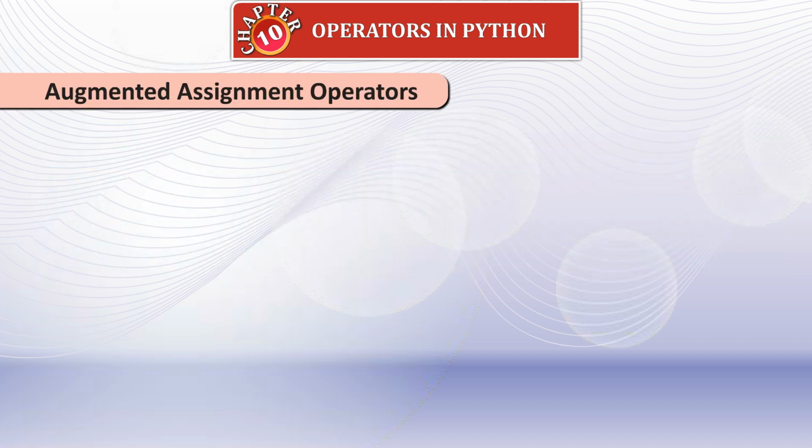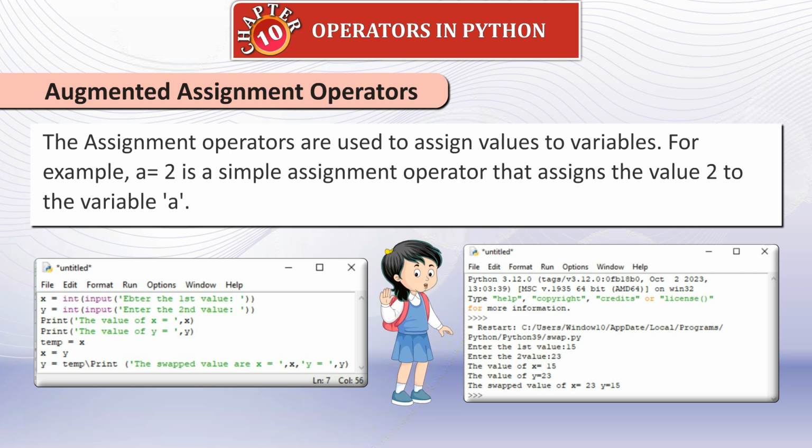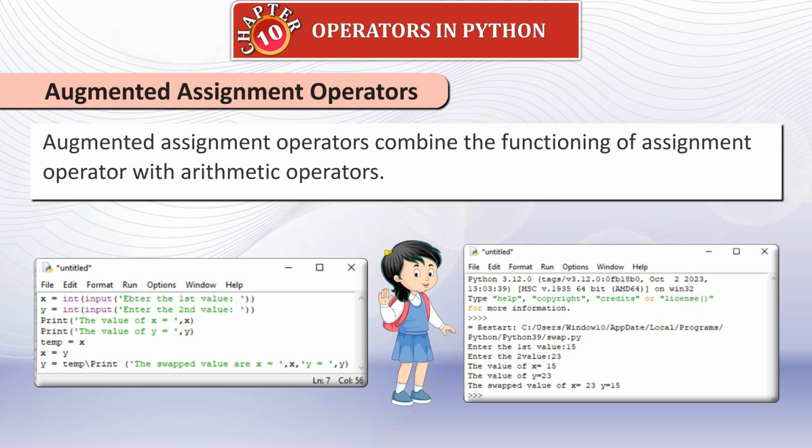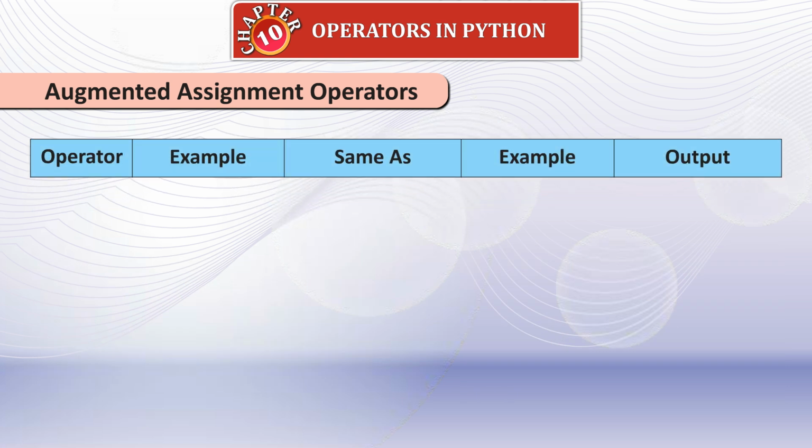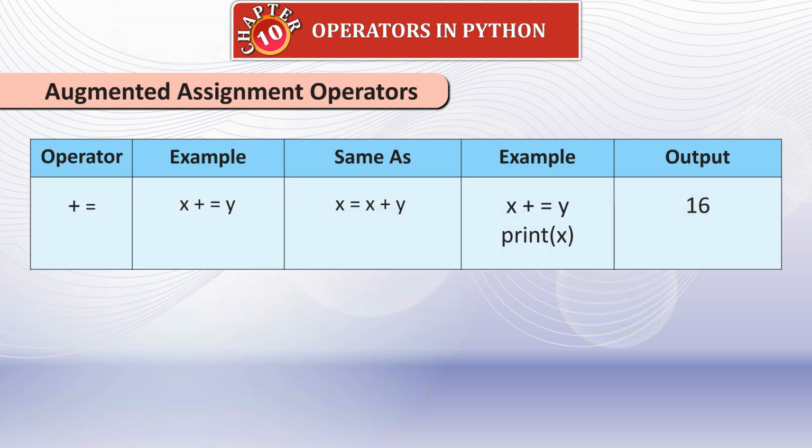Augmented assignment operators. The assignment operators are used to assign values to variables. For example, a = 2 is a simple assignment operator that assigns the value 2 to the variable a. Augmented assignment operators combine the functioning of the assignment operator with arithmetic operators. Operator, example, same as, example, output. Plus equal: x += y is the same as x = x + y.